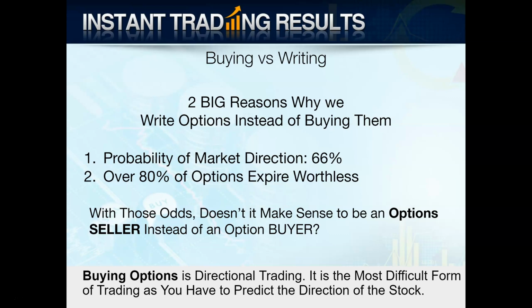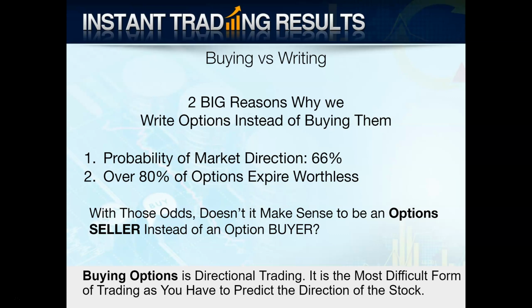So buying options is directional trading. It is the most difficult form of trading as you have to predict the direction of the stock. Now, I'm sure we all know that there is no logic in the stock market. A company can give fantastic earnings and say, we've just made so much money and we think next quarter we're going to make so much more. Logic would say that that stock would go up. But how many times have we seen the stock go down?